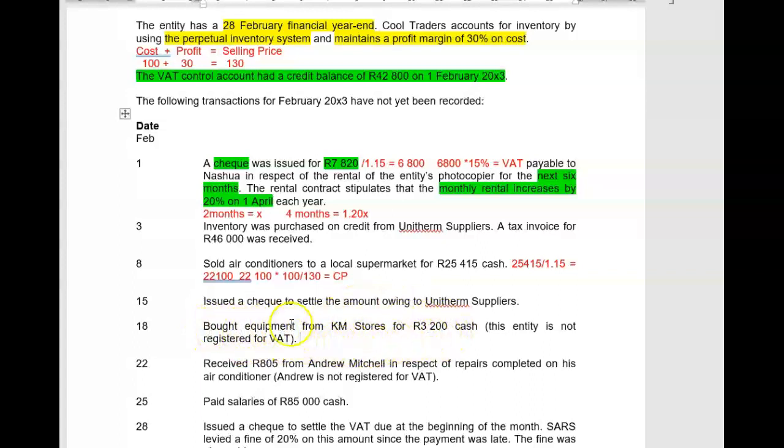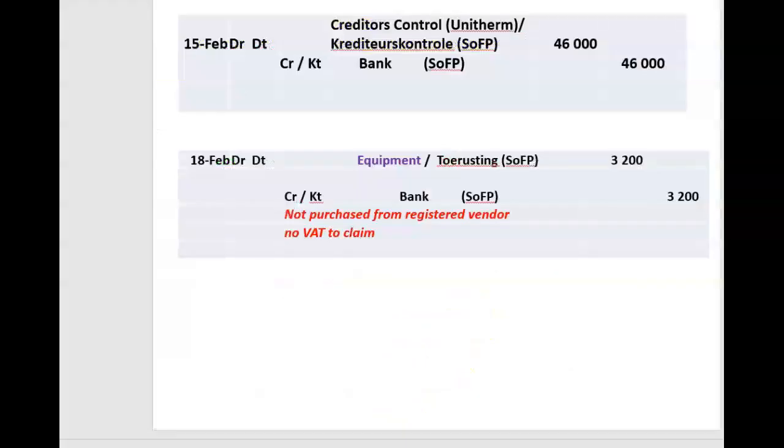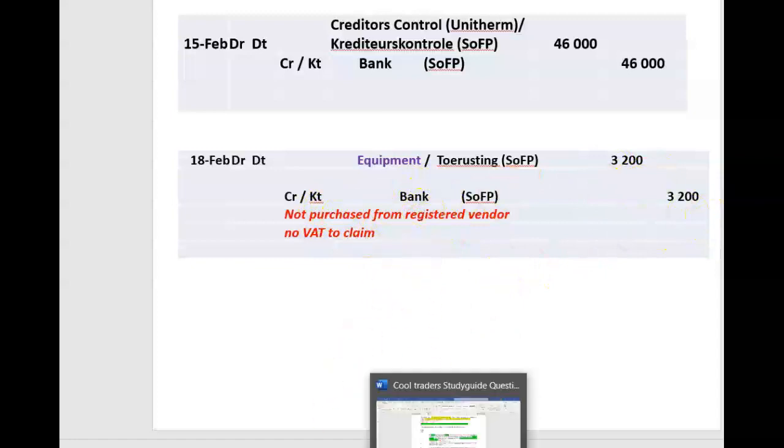therefore I cannot claim any VAT on that. So my equipment, the cost price of my equipment is going to be the full amount paid, 3,200 Rand. Equipment, statement of financial position, 3,200. Credit bank, 3,200. I have purchased from a non-VAT vendor, therefore I cannot claim any VAT on that transaction.